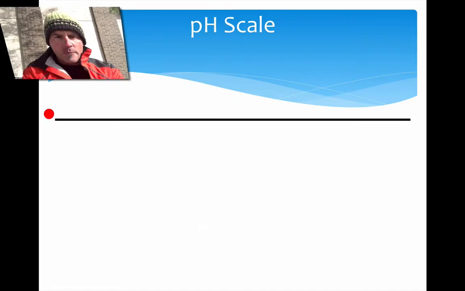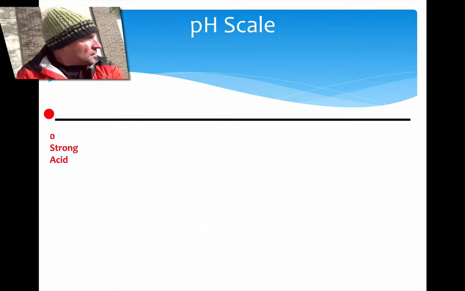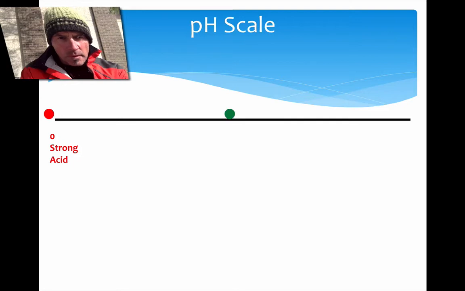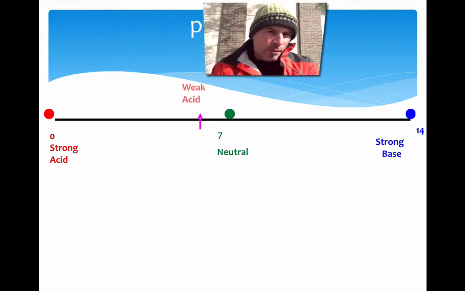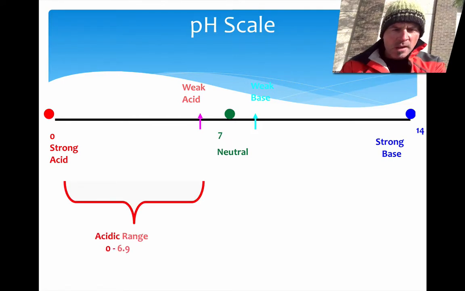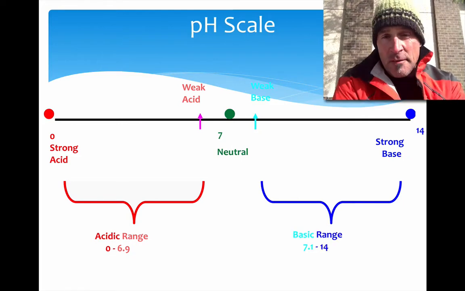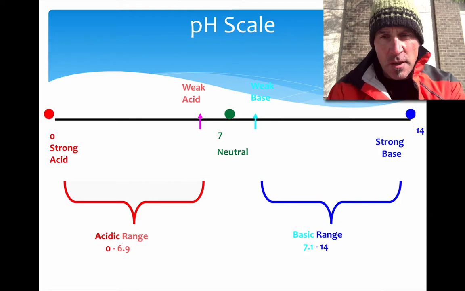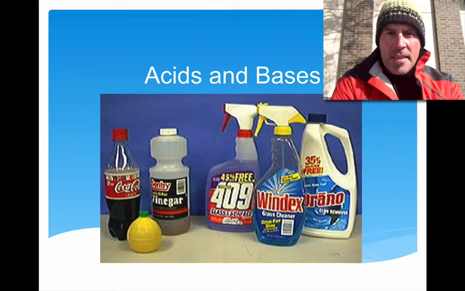pH scale. On this end, we've got a strong acid of 0. Going to be 7 in the middle. And again, this is going to be based on a 14-point scale. Obviously, on this end, we're going to have a strong base at 14. So we're going to have a weak acid, weak base, just on either side of the neutral of 7. So your acidic range is going to actually be 0 to 6.9, as 7 is neutral. So obviously on base, you're going to have a 7.1 to 14, which is going to get you the range for basic. All right, that is it.